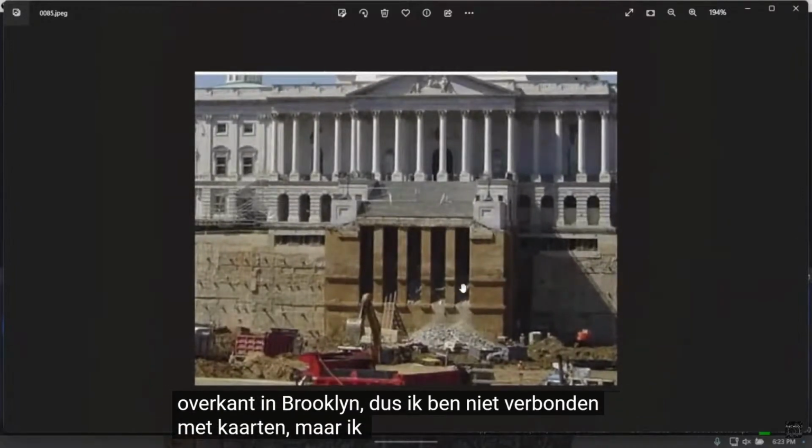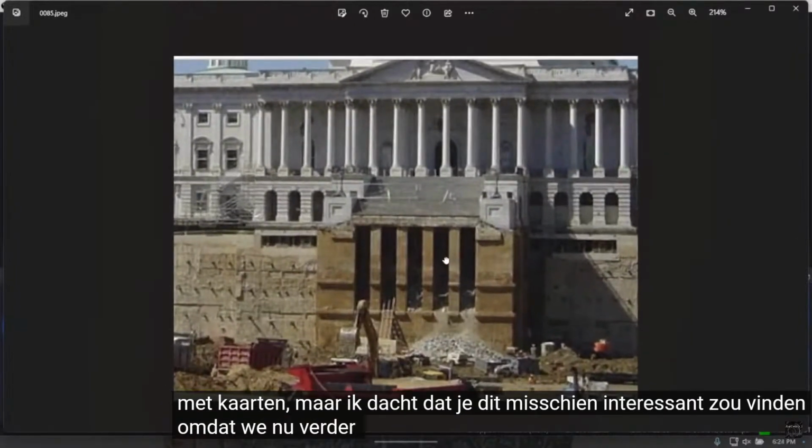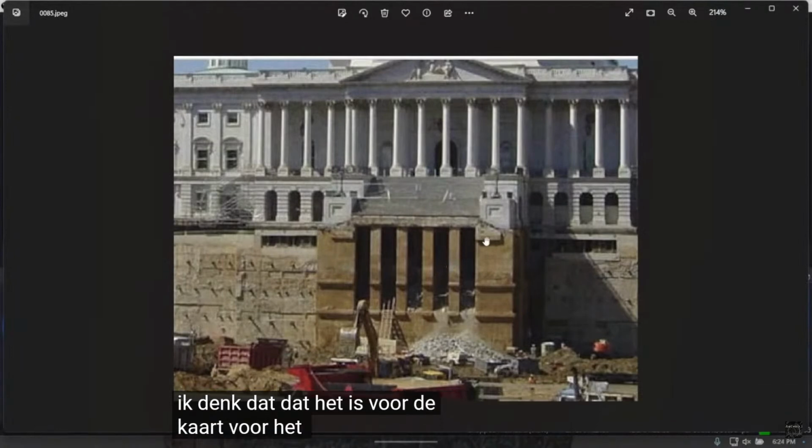So not connected with maps, but I thought you might find this interesting because we're moving on now. I think that's it for the maps for the moment.